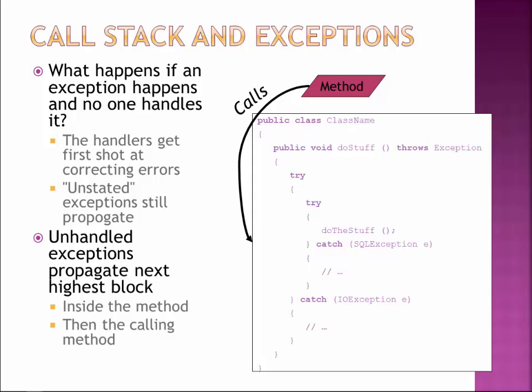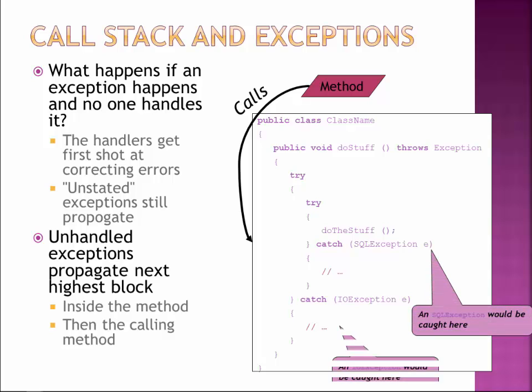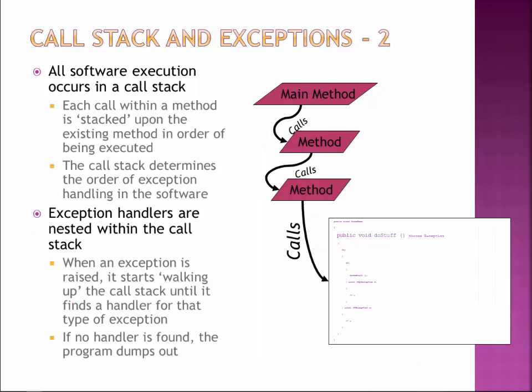That method's toast. It goes back to the calling method, and all bets are off for whatever block I was called in up there. So the handlers get the first shot at correcting the errors, but anything that's not stated inside of there automatically gets propagated. So if an arithmetic exception occurs, if an index out of bounds exception occurs, if a stack overflow error occurs, they immediately skip all these handlers and jump up. Then they go to the calling method, which in turn goes to a calling method, which in turn goes to a calling method, all the way up to the main method.